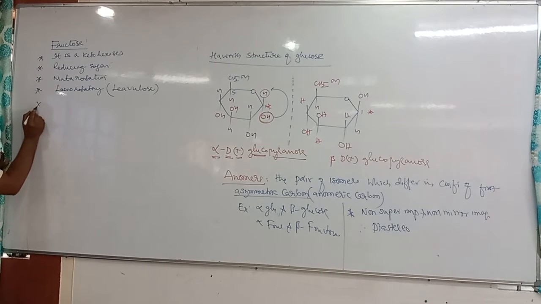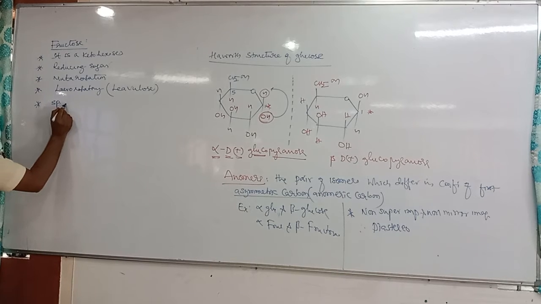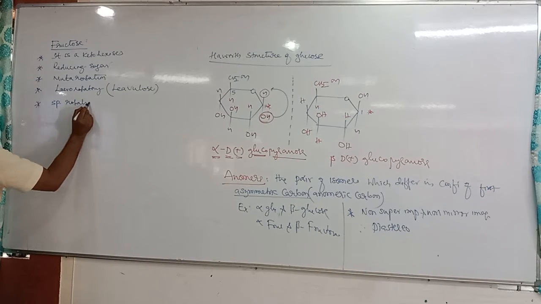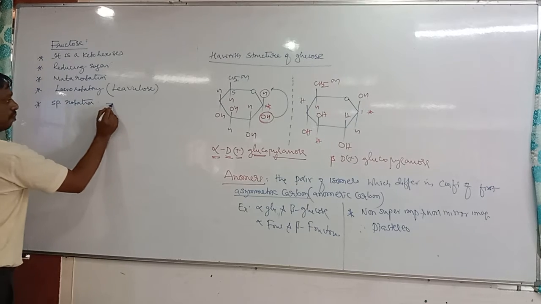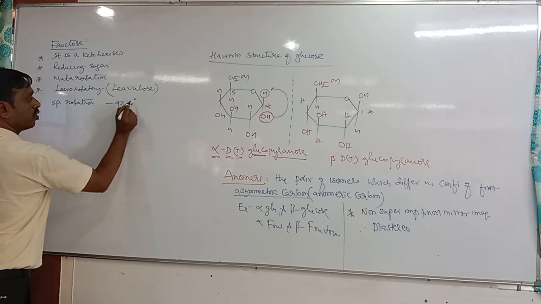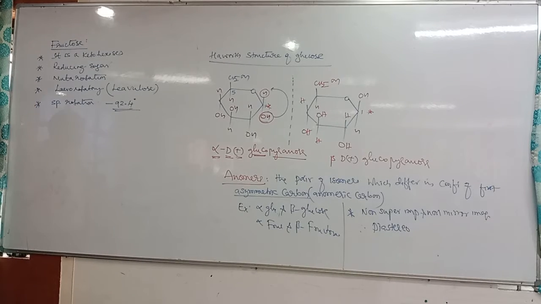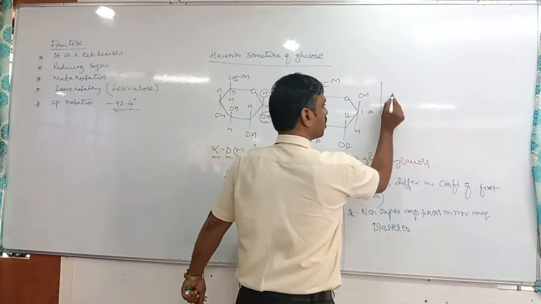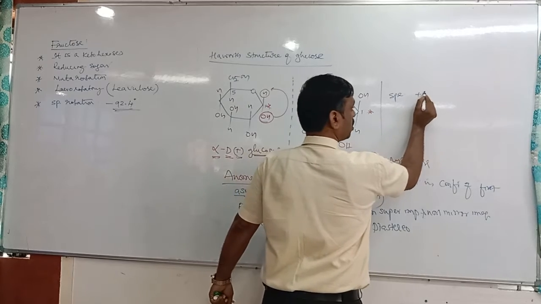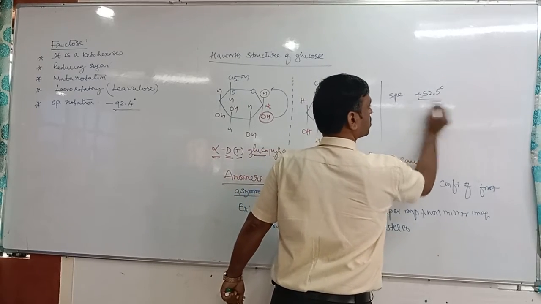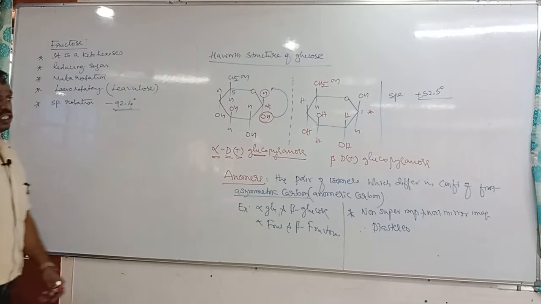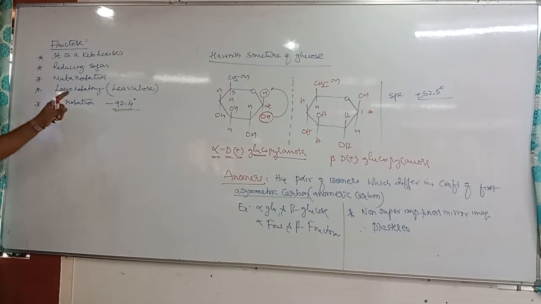Next, what is the specific rotation? The specific rotation of fructose is minus 92.4 degrees. Whereas what is the specific rotation of glucose? Have you written? If not, tell me, plus 52.5 degrees. Okay, glucose is plus 52.5, but fructose is minus 92.4 degrees approximately. That is what levorotatory means.